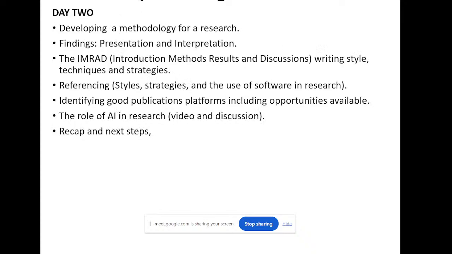Today we'll look at the methodological aspect, which will also include the conceptual framework, and then we'll look at findings, how to present them, and perhaps interpreting results. Then we'll look at the main aspect of today's session, which is the IMRAD writing style: the introduction, methods, results, and discussion. And then we'll look at referencing styles, strategies, and how you can use software to enhance your referencing efficiency. And of course we'll conclude by looking at potential publication platforms and opportunities that might present themselves.